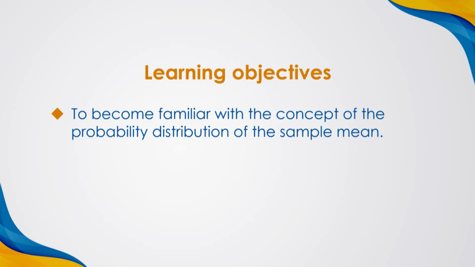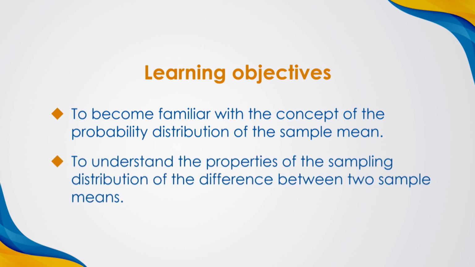What are you going to learn in this lesson? Let us look at the learning objectives. The first learning objective is to become familiar with the concept of the probability distribution of the sample mean. The second one is to understand the properties of the sampling distribution of the difference between two sample means.